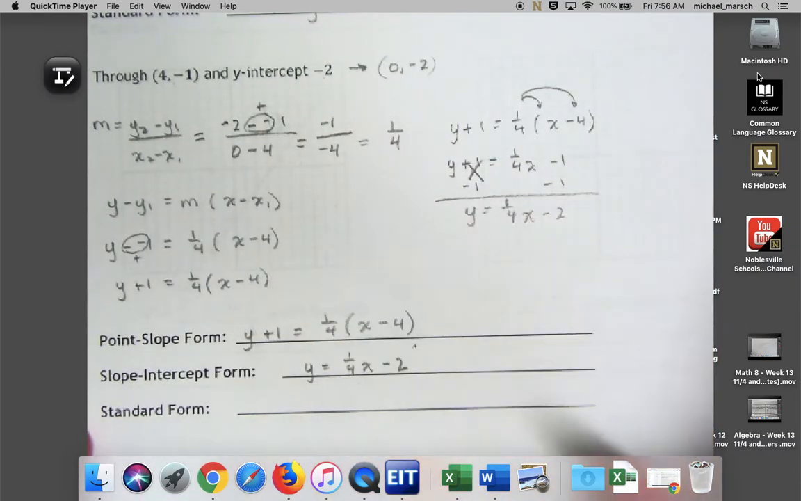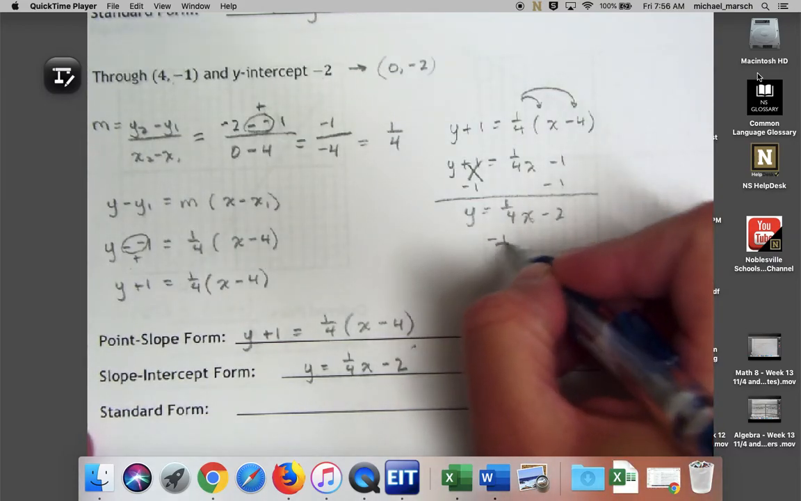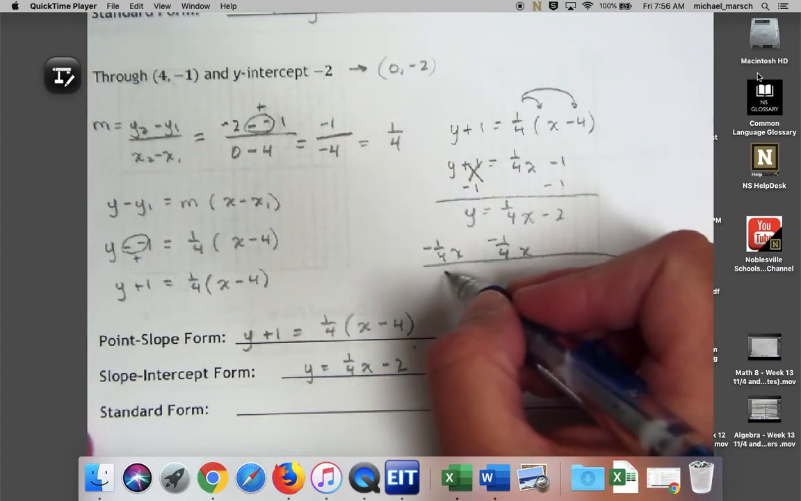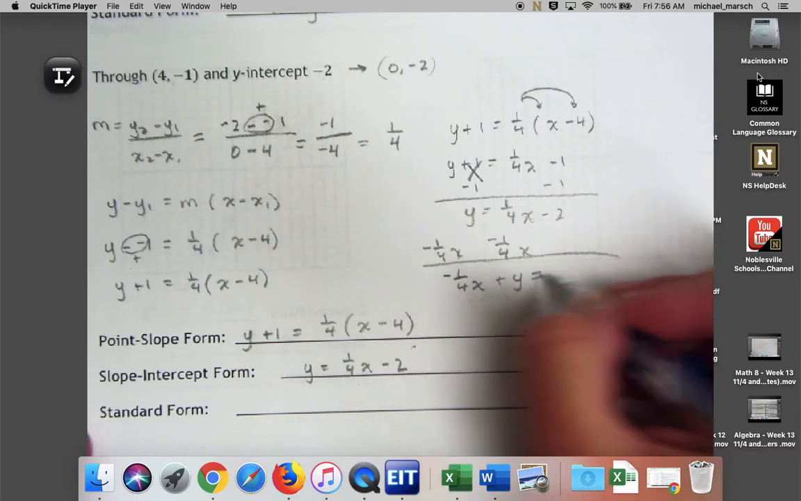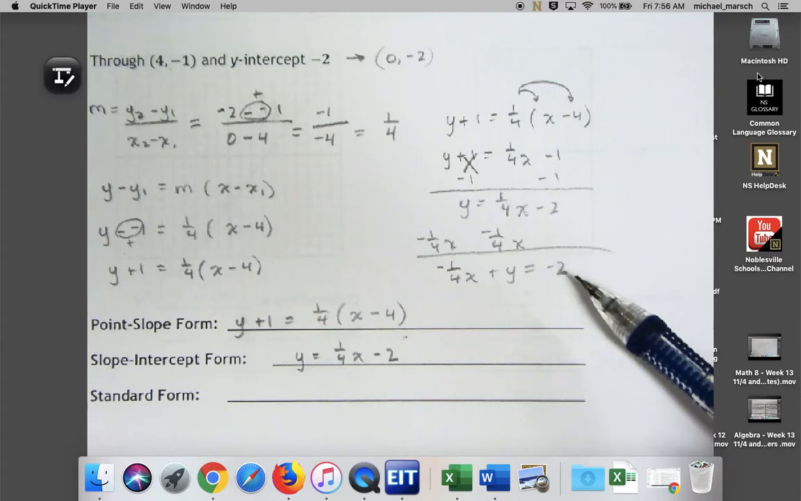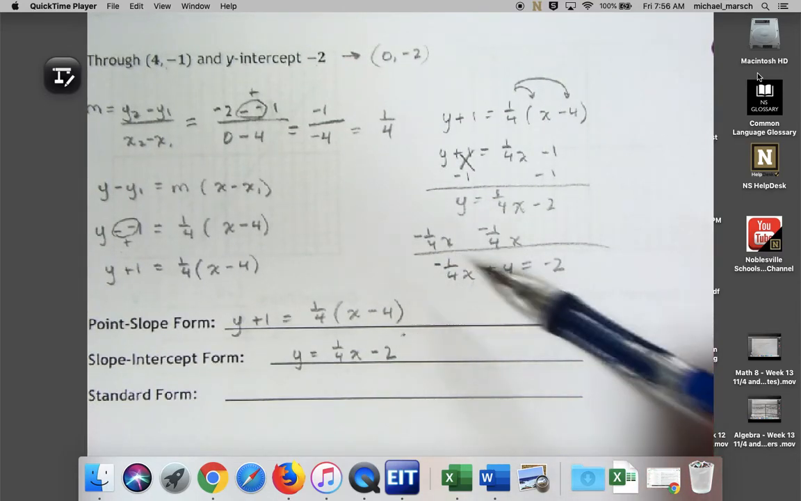Okay. Then the last thing I have to do is change this into standard form. So I'm going to subtract the 1/4 x from both sides. And I'm going to get negative 1/4 x plus y equals negative 2. So this one is a little bit different than even the ones we did yesterday. I still can't have a fraction here, and I also can't have a negative.